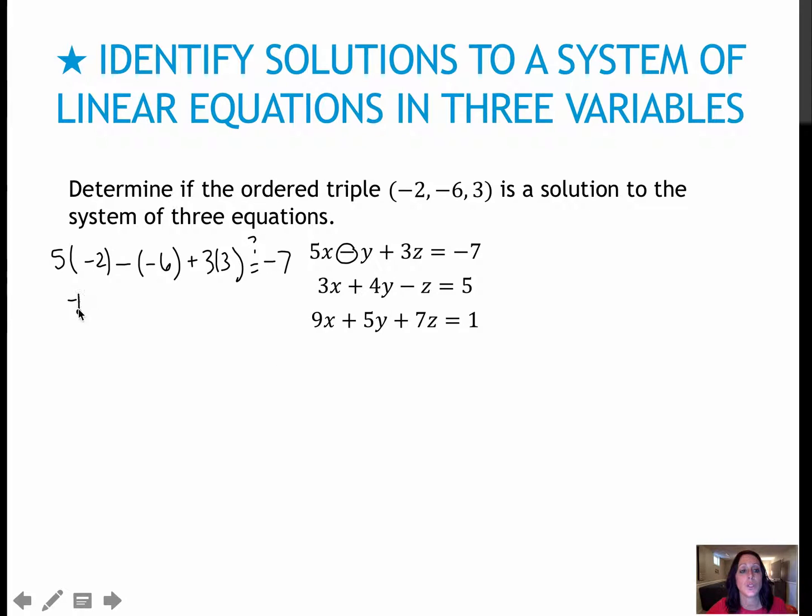5 times negative 2 is negative 10. Minus negative 6 gives me actually plus 6. Plus 3 times 3 would be plus 9. That gives me negative 10 plus 6, which is negative 4. Negative 4 plus 9 is 5. 5 does not equal negative 7. So I don't have to check any of the rest of these. I can just say no. It's not a solution. Once I find a no, then the whole system is a no.